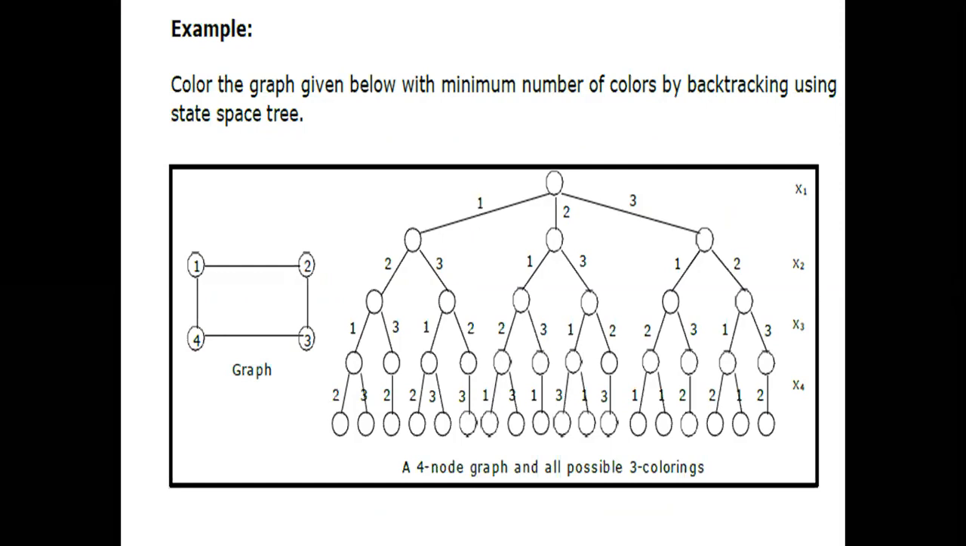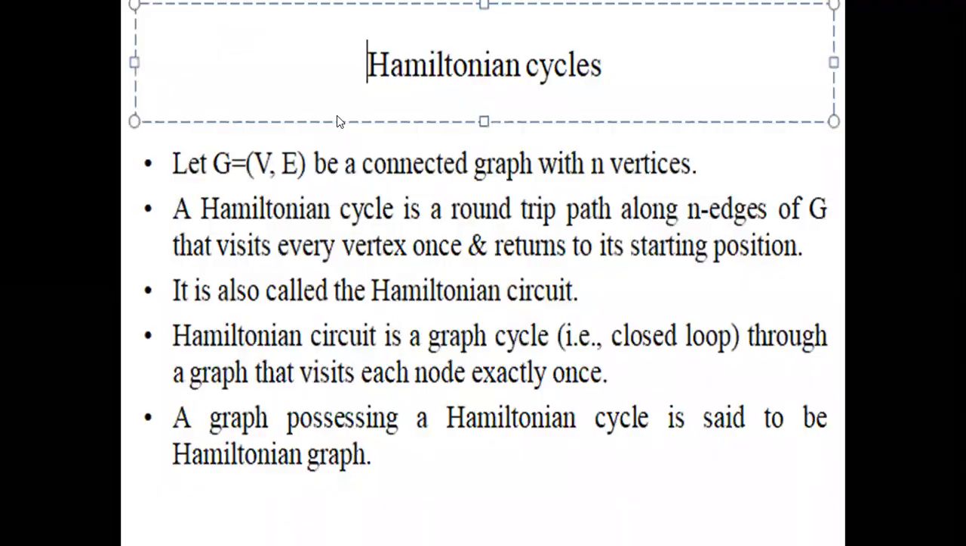Graph coloring means every node is colored such that no two adjacent nodes have the same color. So it is the third problem. And the next one is the fourth problem.